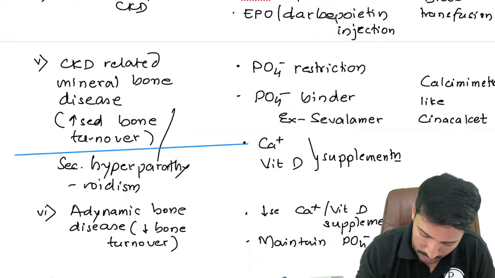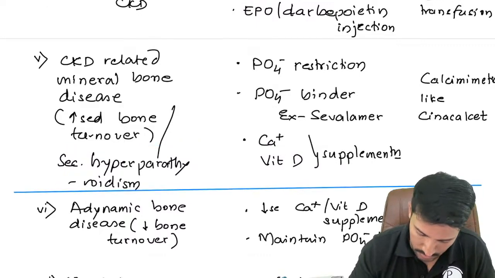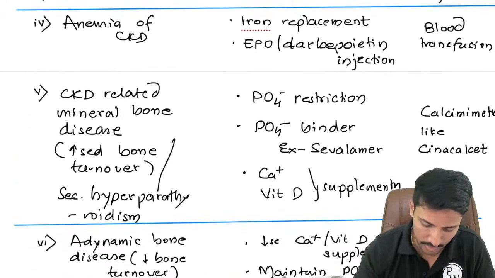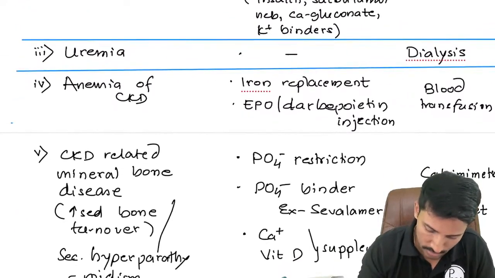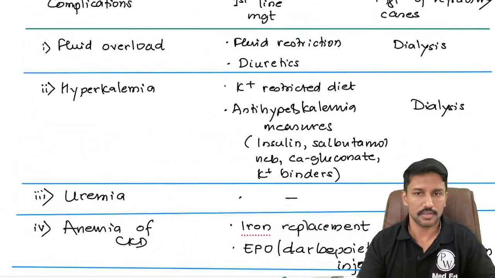How do you manage CKD related mineral bone disease? How do you manage adynamic bone disease? How do you manage metabolic acidosis? How do you manage the anemia of CKD? How do you manage the uremic symptoms? All the complications are covered.